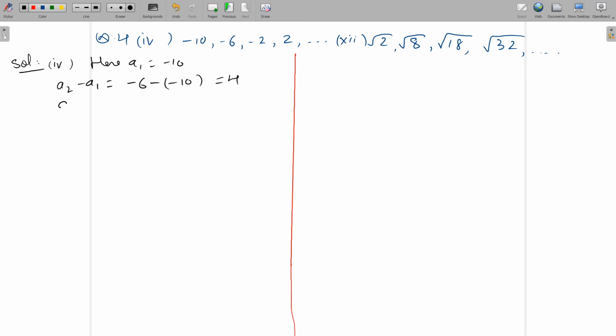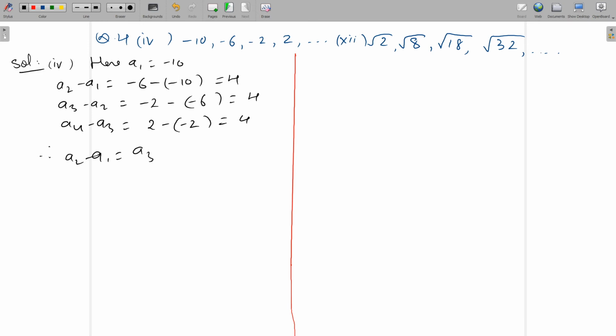Next we will find the difference of A3 and A2. A3 minus A2, that is equal to, what is our A3? Minus 2 minus minus 6. So minus 2 plus 6, that is 4. Then A4 minus A3. So what is A4? A4 is 2 minus minus 2. So that will give us 4. So therefore, what we are having is A2 minus A1 equal to A3 minus A2 equal to A4 minus A3. And if you go on continuing, it will be the same process, and that is equal to 4.